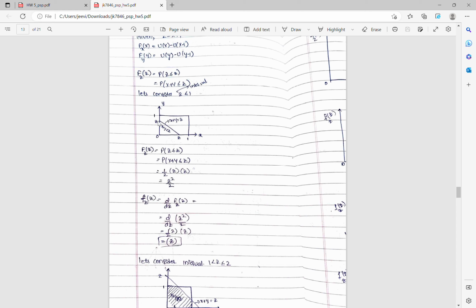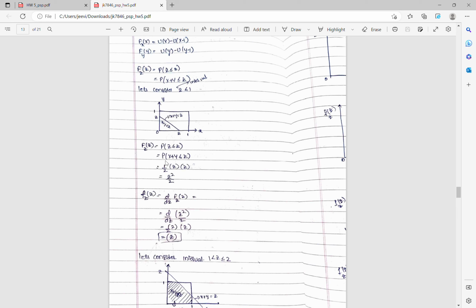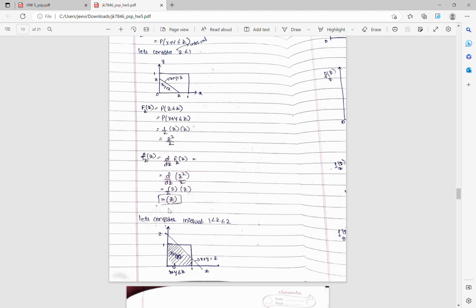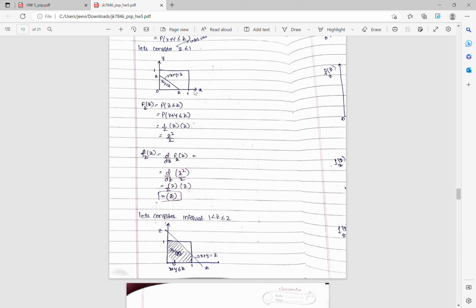Now since the value of z is less than 1, you can see this. Now the probability distribution function for z will be equal to probability of x plus y less than or equal to z. Now this probability will be the area of this graph. Therefore the area of this will be half base into height, where the base is z and the height is z, so it will be z squared by 2. Now since this is the probability distribution function, the density function will be equal to d by dz of the distribution function. Therefore when we do this, we'll be getting that the probability density function will be equal to z for z less than or equal to 1.